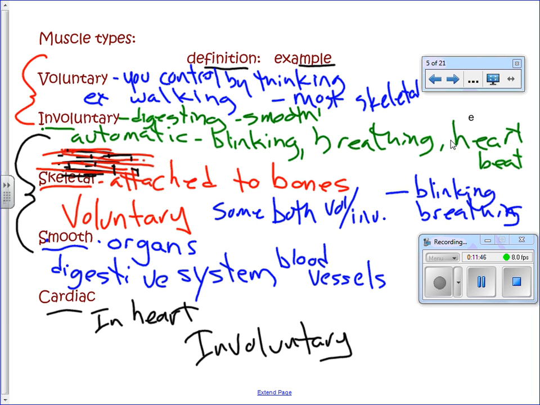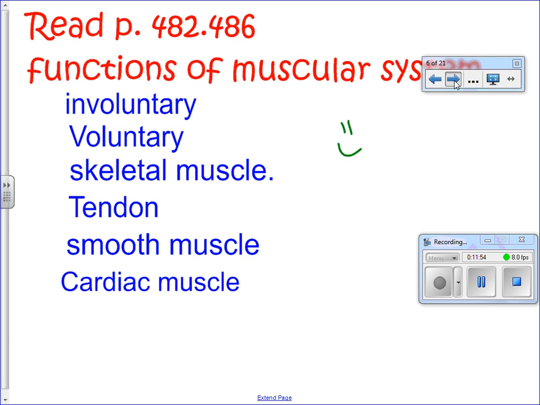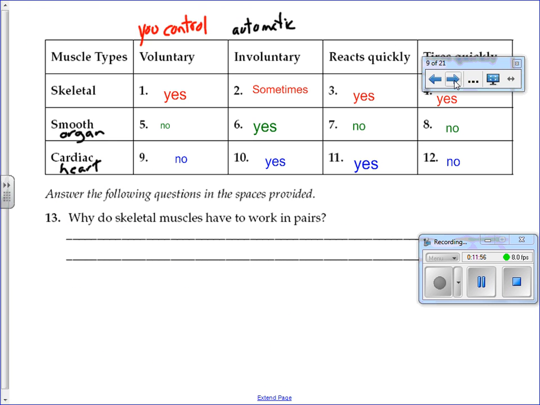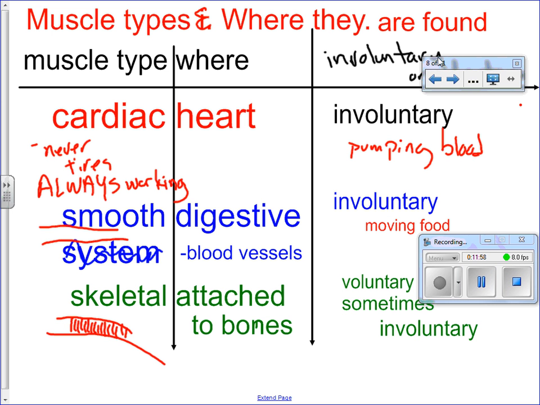Okay, and then I think, does everybody have that? I wanted to show you, I think we just did all of this, right?